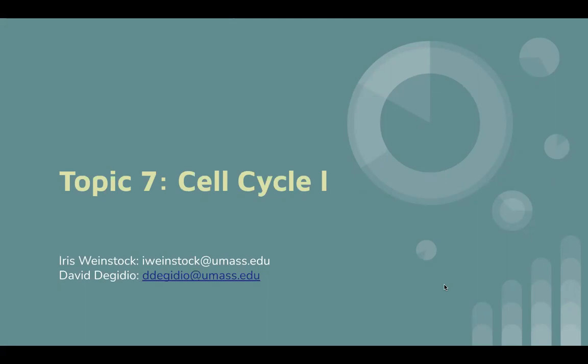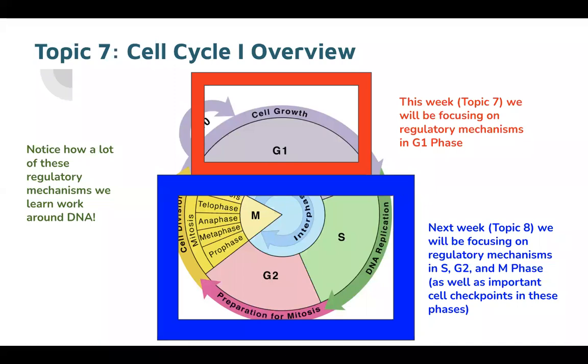So today Iris and I are going over topic 7, which is the first week of cell cycle. This week is kind of like the introduction, going through G1, and then next week we'll look at it a little bit more in overview, right? This week we're going to focus on regulatory mechanisms within G1, and next week, which is topic 8, we're going to be focusing on regulatory mechanisms in S, G2, and M phase, as well as important cell checkpoints in these phases.